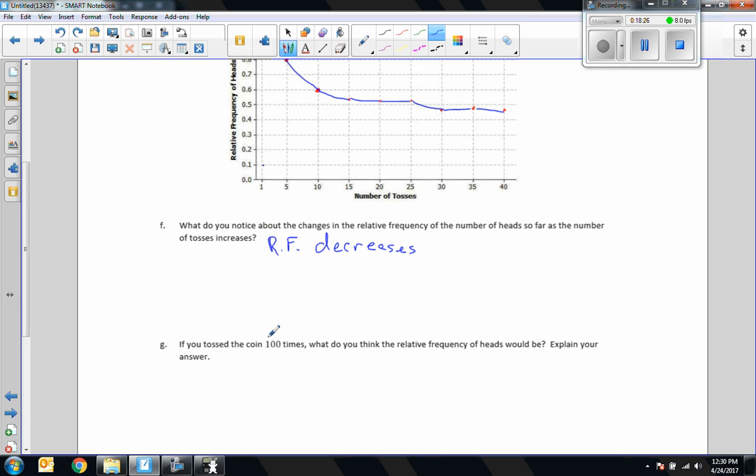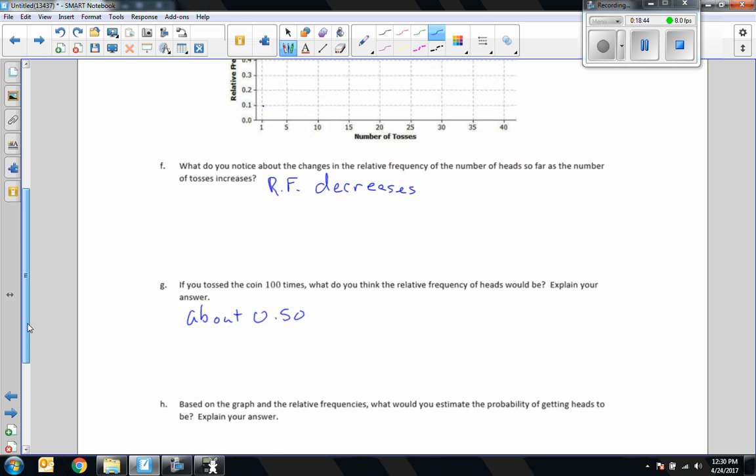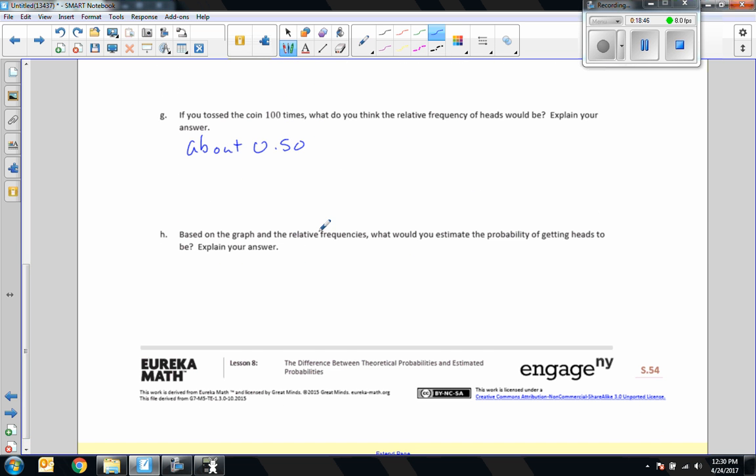So it says, if you toss a coin 100 times, what do you think the relative frequency of heads would be? Explain your answer. I would say it would be about 0.50. And the reason is, the probability of heads and tails is equal or likely to occur. Based on the graph of the relative frequencies, what would you estimate the probability of getting heads to be? And I'd say it's 1/2.